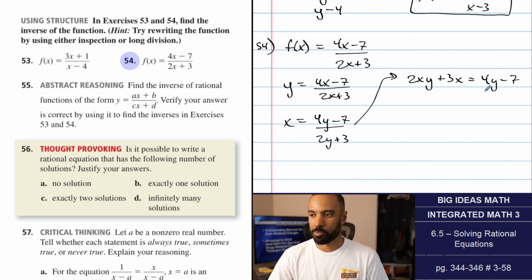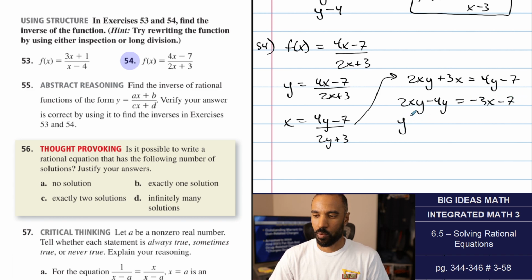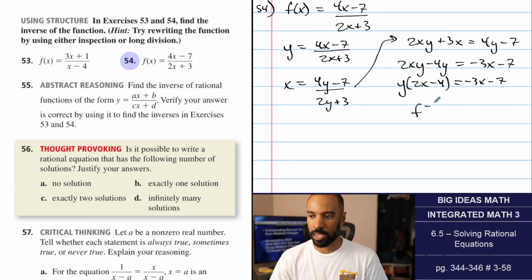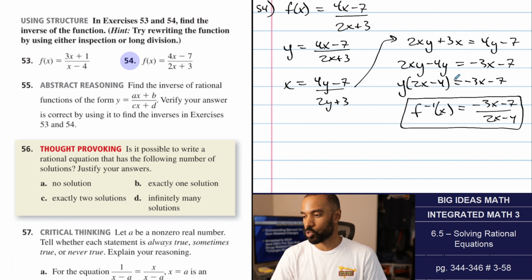We want all y terms on one side of the equation so we can factor out y as a common factor. So subtract 4y from both sides, like that, and subtract 3x from both sides. Factor out the y now, and you get 2x minus 4. Then divide both sides by 2x minus 4, and you get your inverse, which is negative 3x minus 7 over 2x minus 4. We've seen this problem a couple times now, so we know that is the answer, so I'm going to leave it like that.